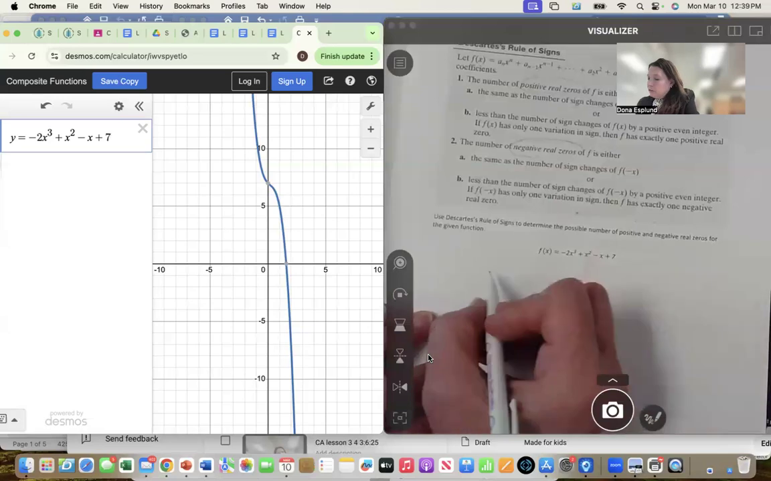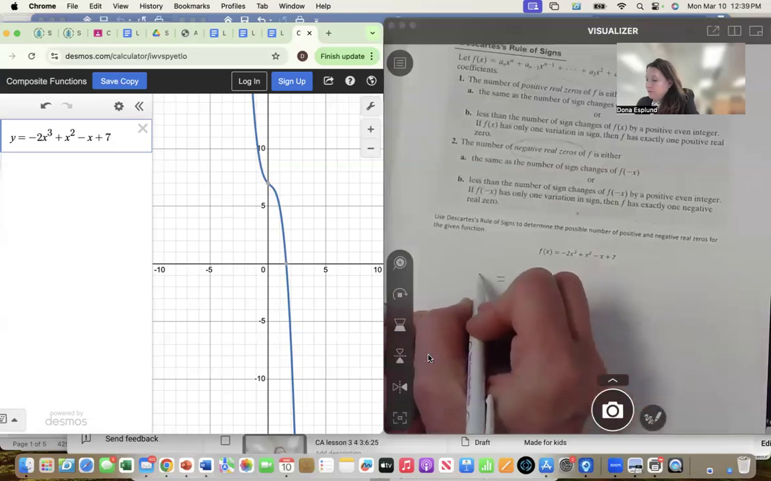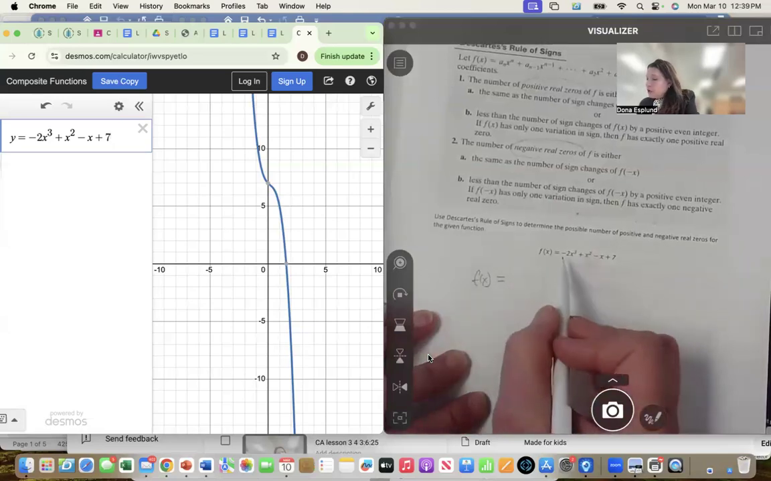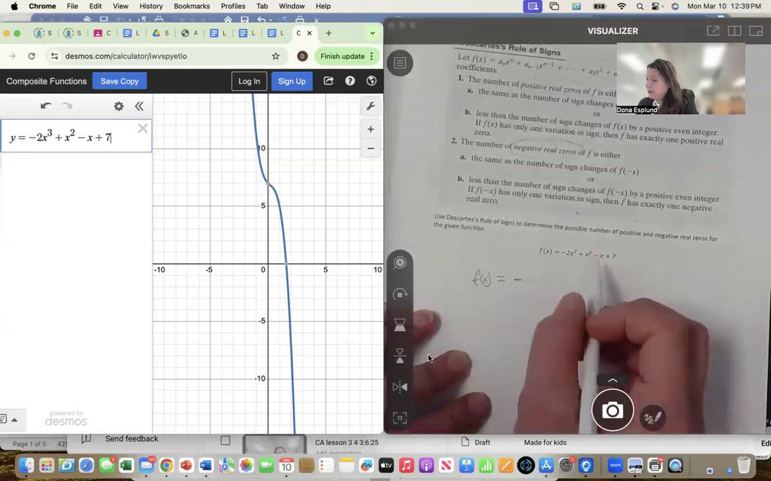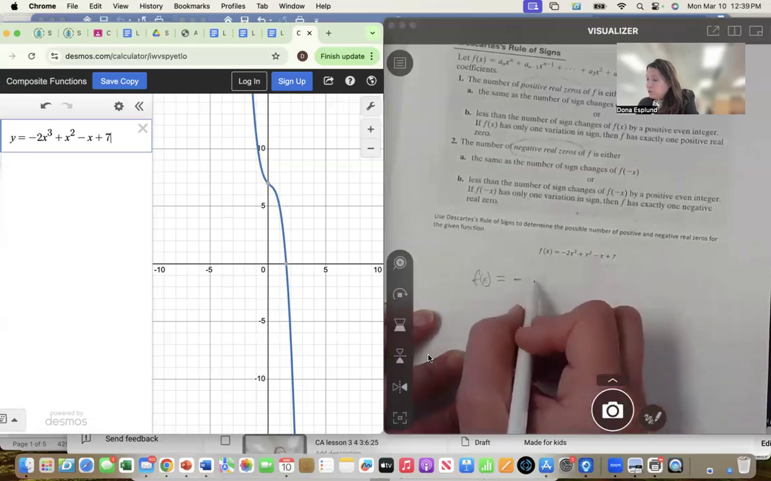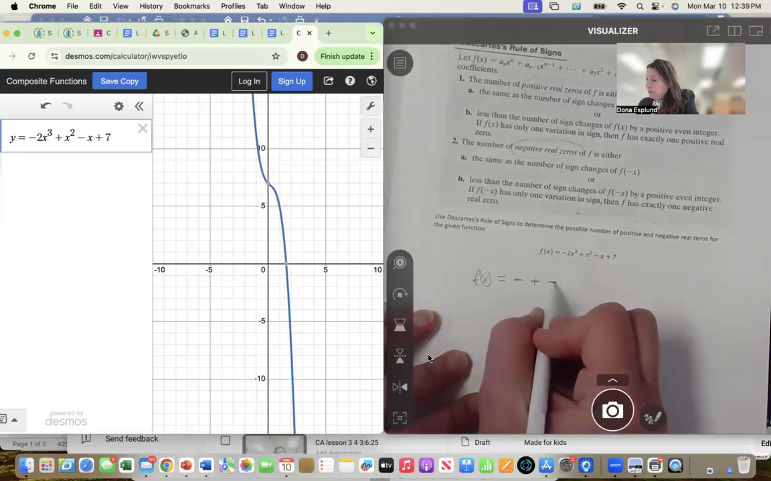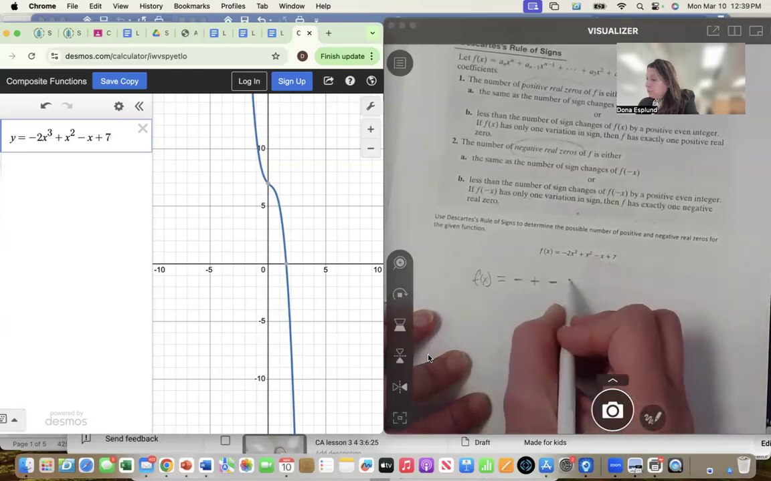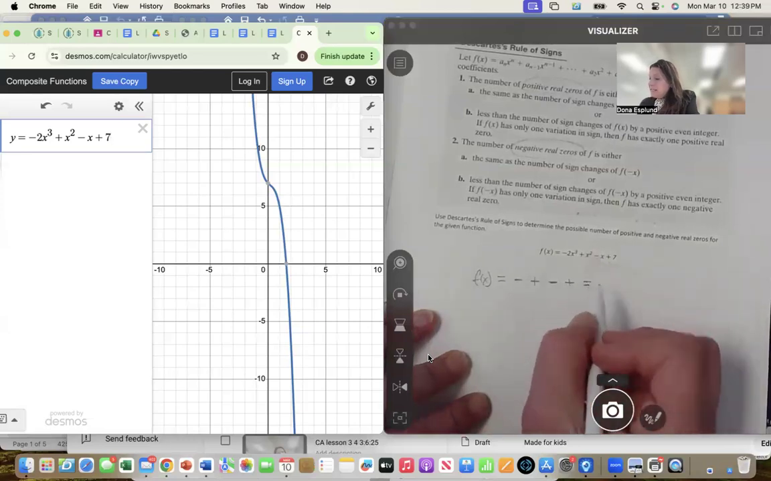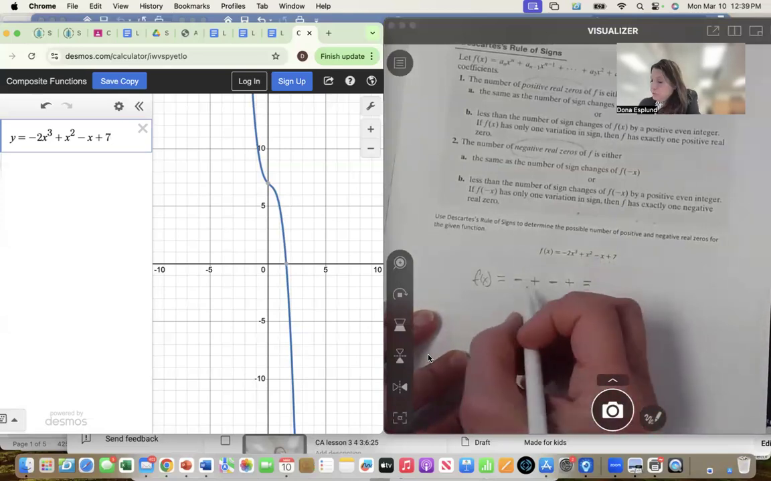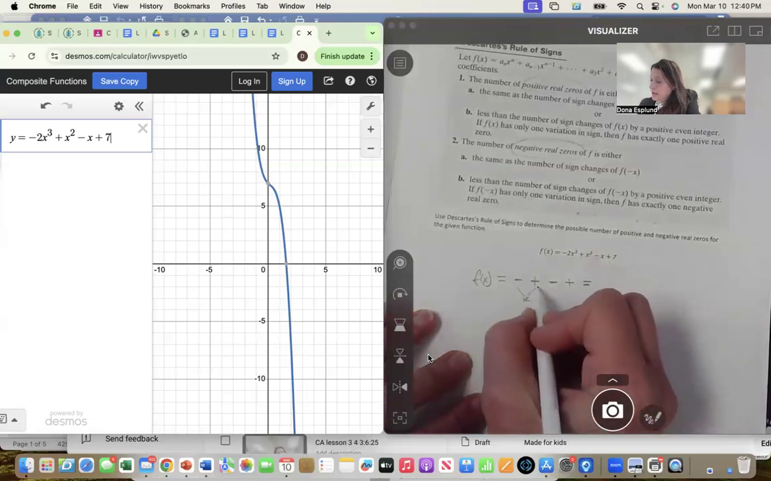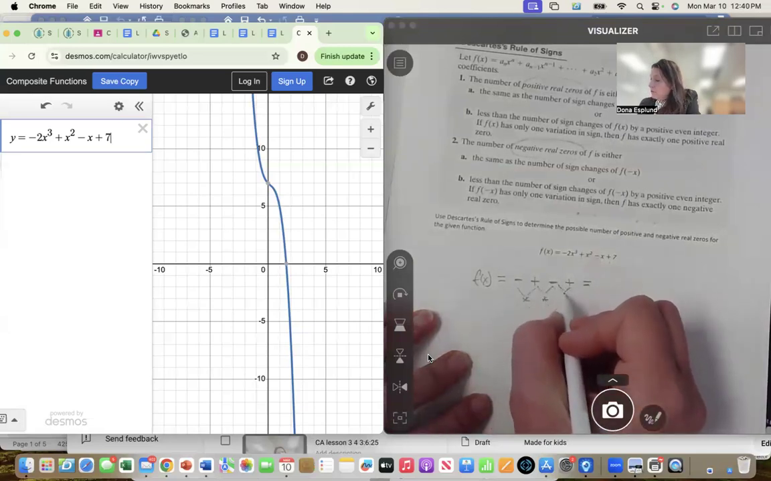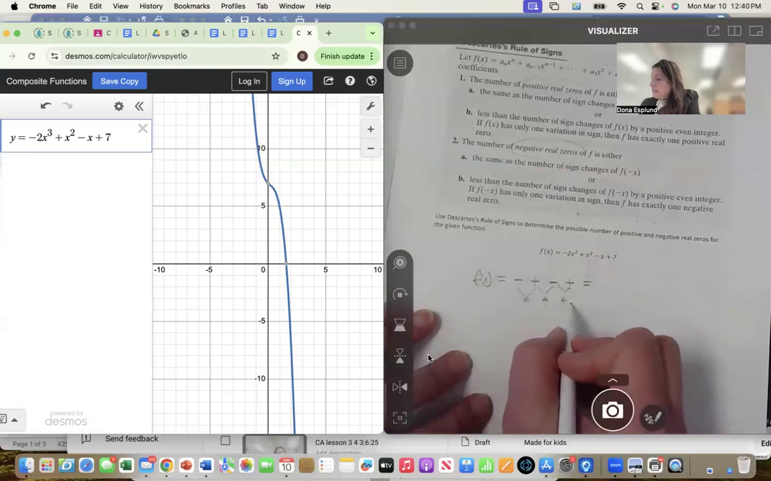So what he did is he said, look at your function f of x, and then just write the signs that are in front of each term. So if I have a negative 2x to the third, I'm going to write a negative. Then I go positive x squared, so I'm going to go plus. Then I'm going to go minus for this negative x, and I'm going to go plus for the positive 7. And he said, count the number of changes that you have. In this case, I have one change, I'm going to put a star. I have another change, and then I have a third change. So I have 3 different changes.